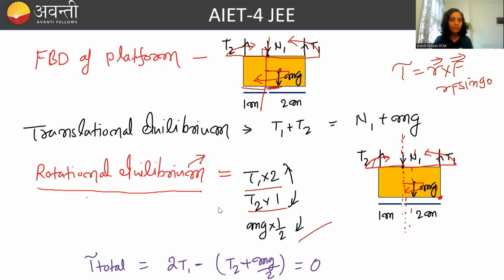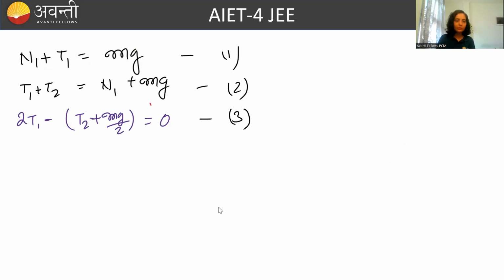Now, if this is in rotational equilibrium, the net clockwise torque should be equal to the anti-clockwise torque. So 2T1 should be equal to T2 plus mg by 2. So now we have three equations. This is equation 1, this is equation 2, and this is equation 3. Now, to solve this question, we just need to get the values out. Let's first see equations 1 and 2. In equation 1, let's put the value of N1 from equation 2.